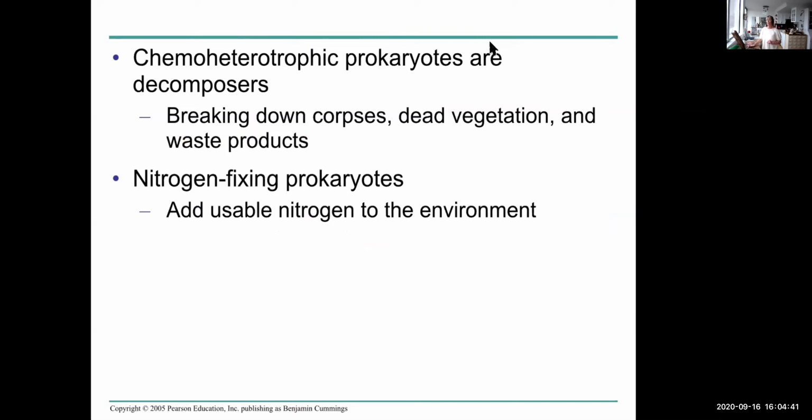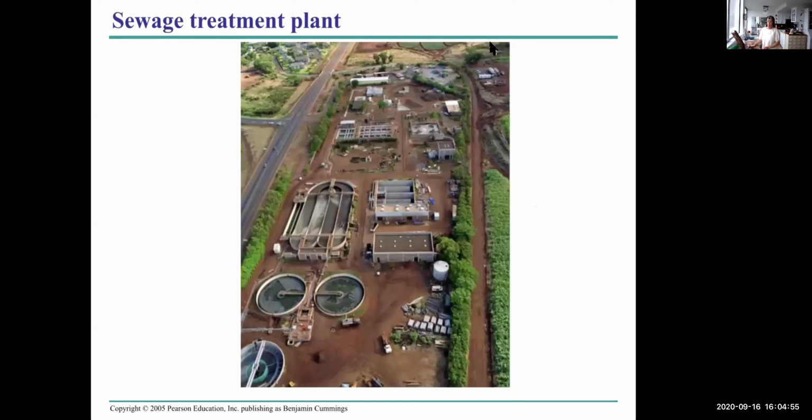So chemoheterotrophic prokaryotes are decomposers. They break down corpses, dead vegetation, and waste products. And nitrogen-fixing prokaryotes add usable nitrogen to the environment. So we make use of bacteria for their skills in sewage treatment plants, for example.